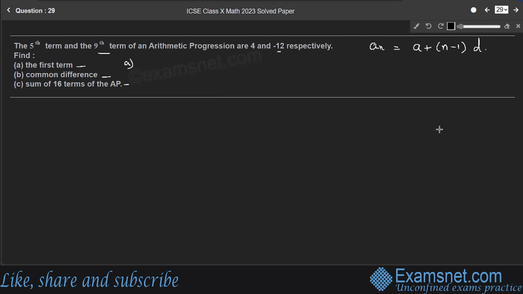So here, if an is a plus n minus 1 into d, what is a5? Which is the fifth term, right? So a5 is equal to a plus n minus 1 into d, where a is the first term and n is the number of terms in the progression. Here we are taking a5, that means the fifth term, therefore n becomes 5 minus 1 into d. Here a5 is 4, therefore 4 is equal to a plus 4d, or in other words a plus 4d is equal to 4. Consider this as equation 1.